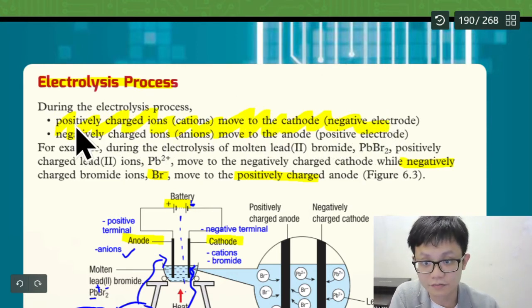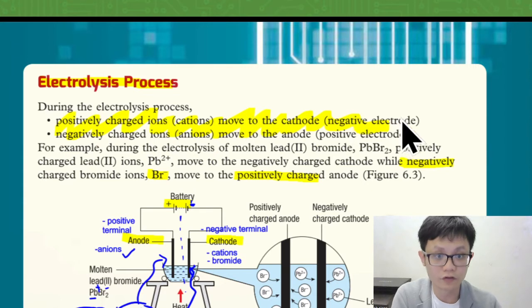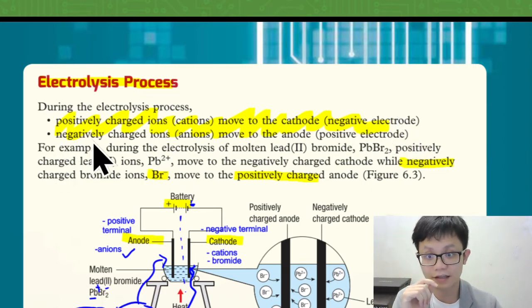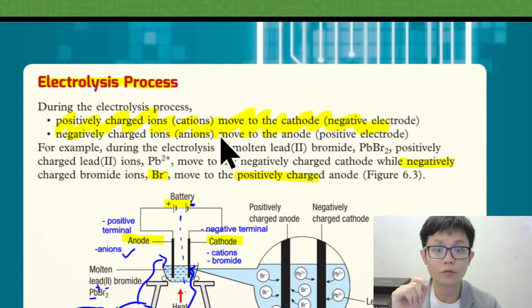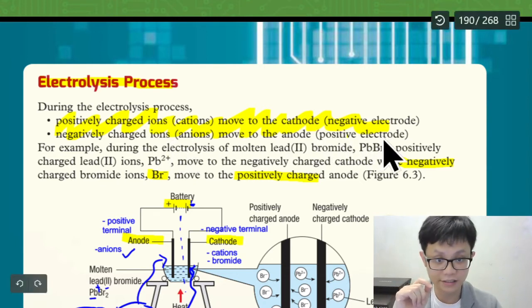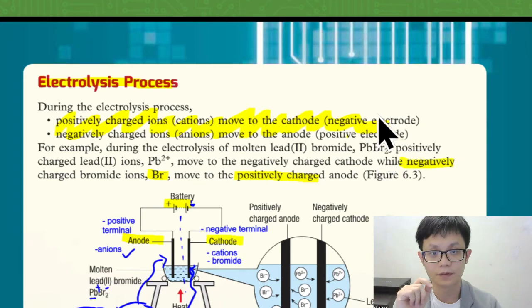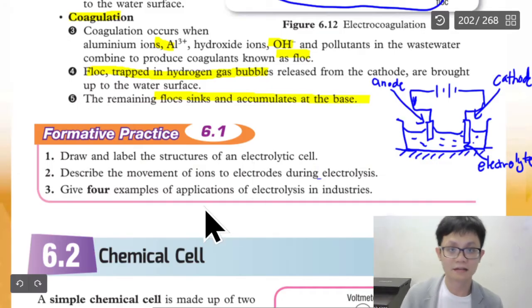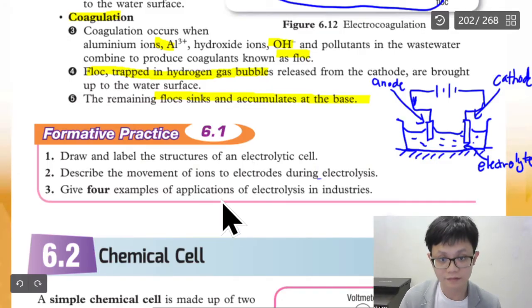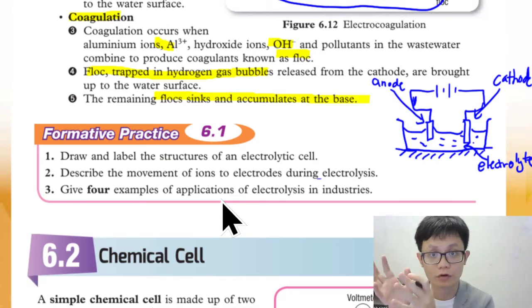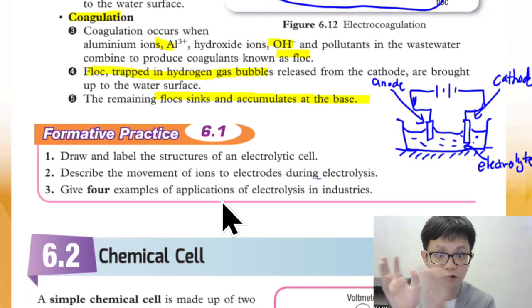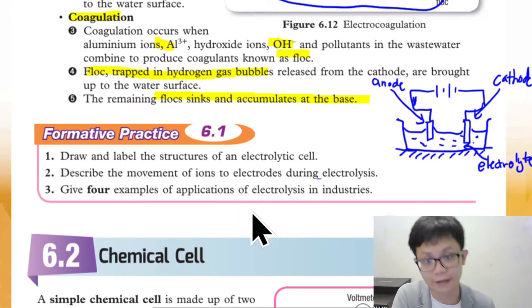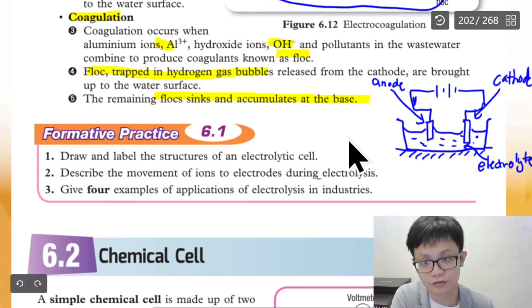Positive ion will move to the negative electrode, which is the cathode. Negative ion will move to the positive electrode, the anode. Because the question asks, describe the movement. So the movement, of course, is the negative ion will go to the positive electrode, the anode, and then positive ion will move to the cathode. Okay, as I showed just now.